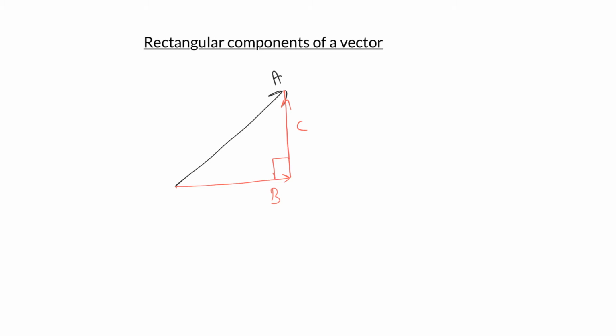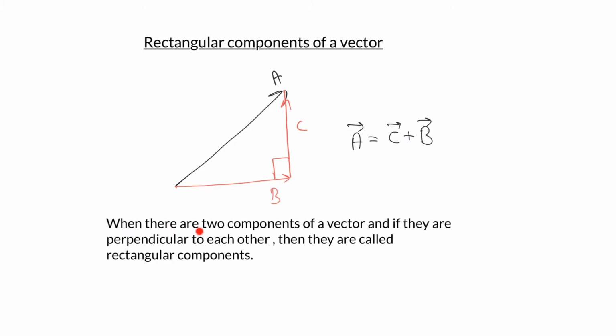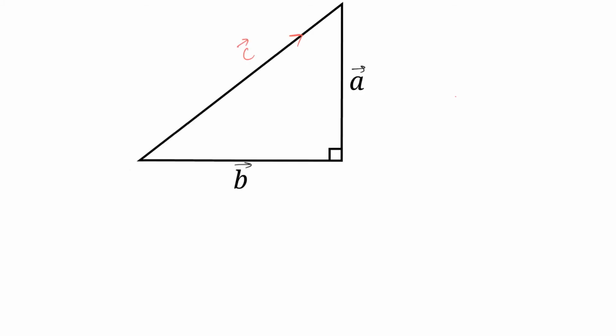So one thing we can write, this A vector is equal to B vector plus C vector, and so we can say that this B vector and C vector are the components or the parts of A vector. And over here B and C are perpendicular to each other, so B vector and C vector are said to be rectangular components. You can write the notes. When there are two components of a vector and they are perpendicular to each other, then they are called rectangular components.